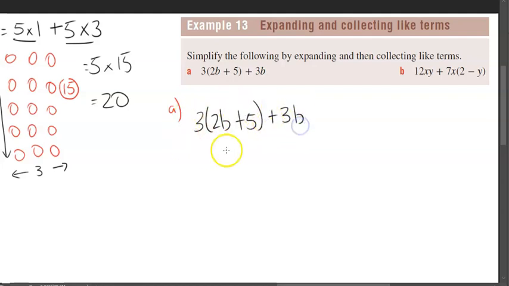So we have this distribution that we have to do, and then we have this plus 3b that tags along. So let's draw our arrow. The 3b will be distributed to the 2b, and will also be distributed to the 5, but it won't be distributed to the 3b because the 3b is not within the bracket. The 3b is that annoying cousin or sibling that you have at a social gathering of some sort that just tags along.